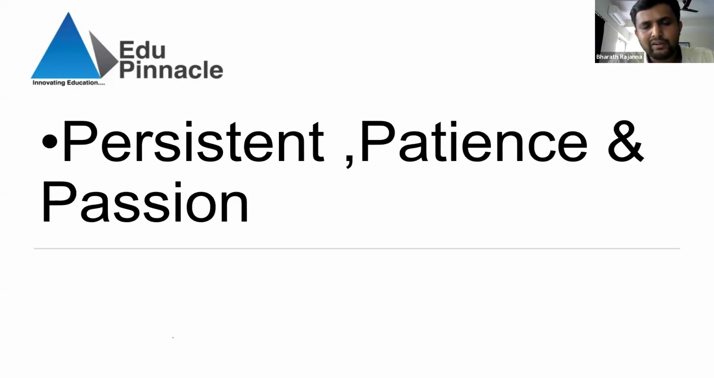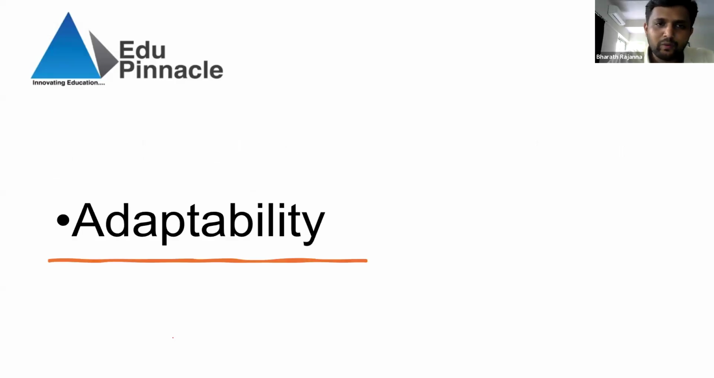For which, if you don't have patience, if you don't have persistence, things will go very wrong. One simple mistake can lead your entire work to go for a toss, right? So patience, persistence, and passion are very important. You can call it the 3 P's in management. That's what we call persistence, patience, and passion, right? So moving forward, the next one which I was telling you was adaptability.